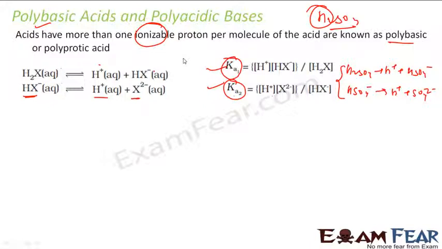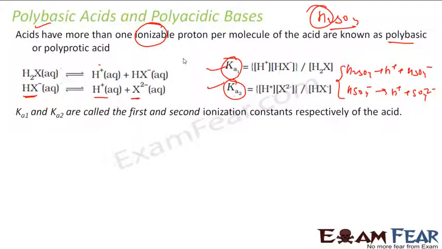So the approach is different. In polybasic acids or polyprotic acids, I get two ionizable protons, so I get two different values of K, K1 and K2. That's the only difference here, right? K1 and K2 are called the first and second ionization constants. There are two constants now. So if it is, for example, H3PO4, it has 3 ionizable protons, so it will have K1, K2, K3. These are the first, second and third ionization constants for this acid.